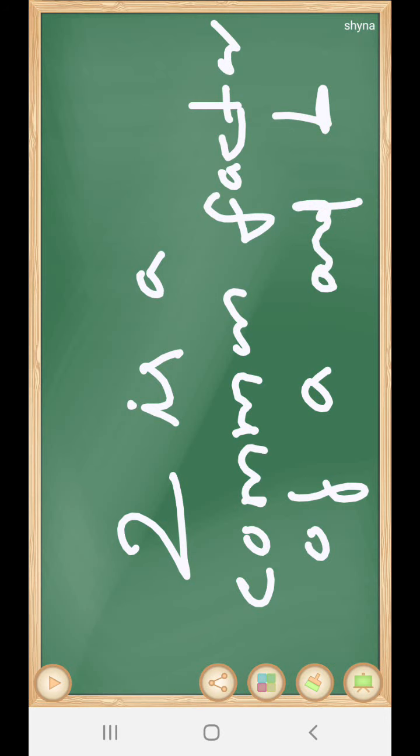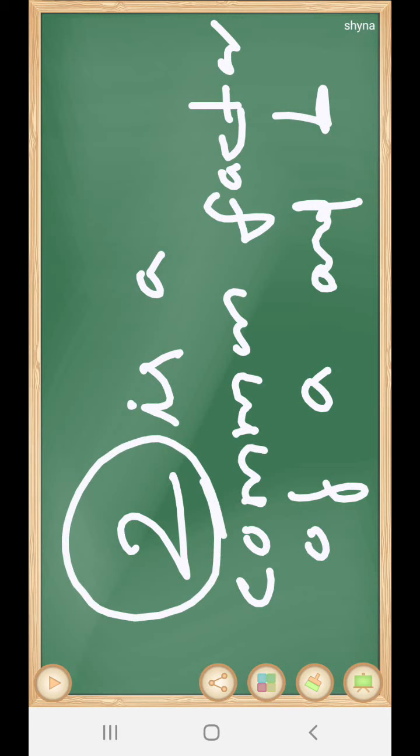What we considered the first time was that a and b have no common factor other than 1. But now we got that 2 is a common factor of a and b. Why did it happen? Yes, dear children, it happens because of our wrong assumption.